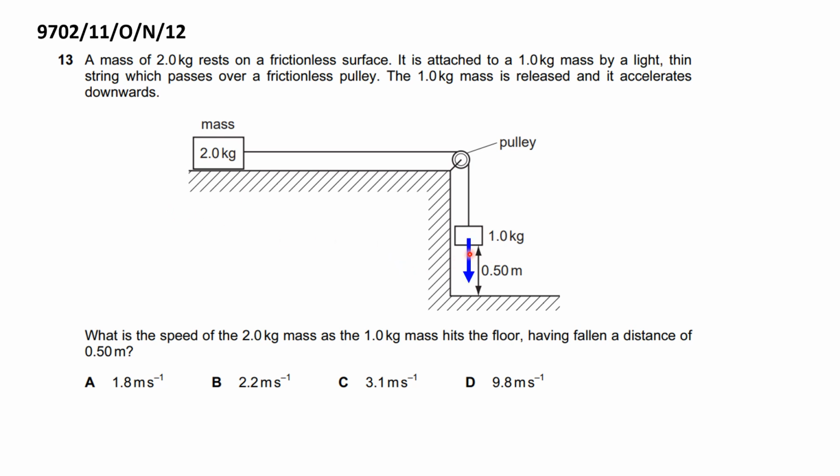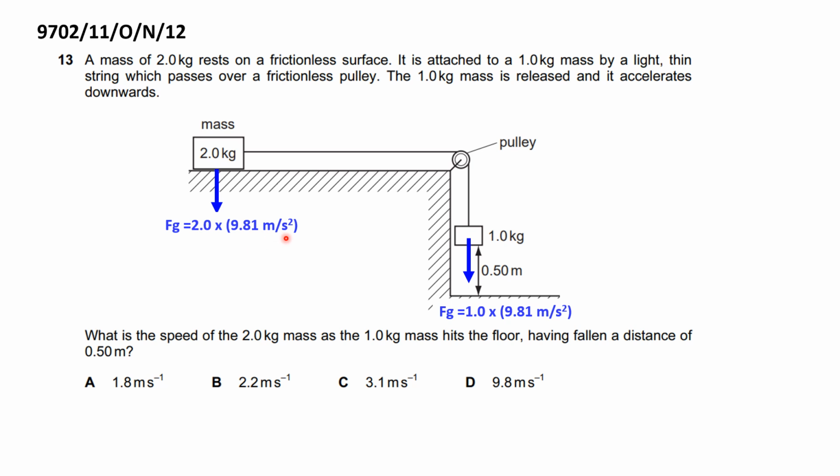So here is the force that represents the weight of the 1 kilogram mass, which is 1 times 9.81 meters per second square. Here is the weight of the 2 kilogram mass, which is 2 times 9.81 meters per second square.